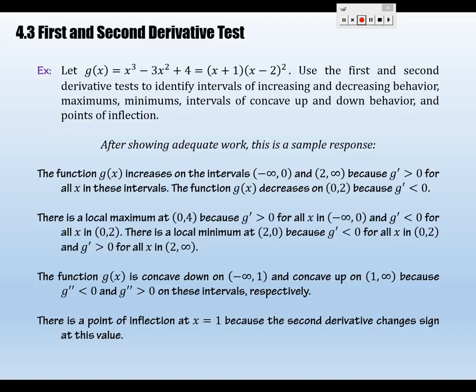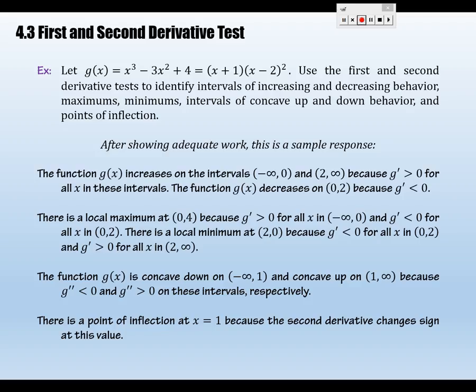The function g increases on the intervals negative infinity to 0 and 2 to infinity. Do you see that in our picture? Because g prime is positive for all x in these intervals. So this is you writing, period. Full sentences with a capital at the beginning, period at the end. The function g decreases on 0 to 2 because g prime is less than 0.